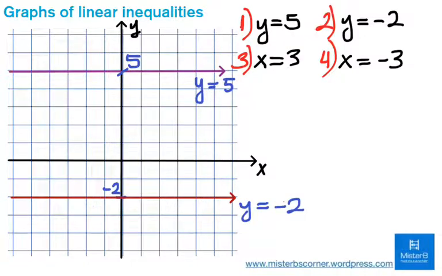As you can guess, the graphs of the third and fourth equations will be parallel to the y-axis. So for x equals 3, it's going to be here, cutting the x-axis at 3. So if we choose blue, that's going to be like this, right? And for -3, which will be here on the x-axis, I am going to draw the graph again vertical with, let's say, green, like this.